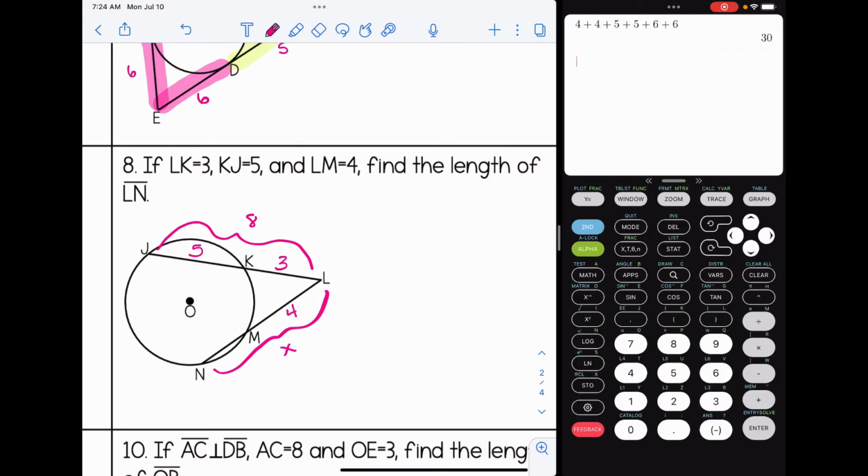And now let's use our rule for two secants. Outer times the whole, 3 times 8. Outer times the whole, 4 times X. And I can quickly solve this, and I get that X is equal to 6.